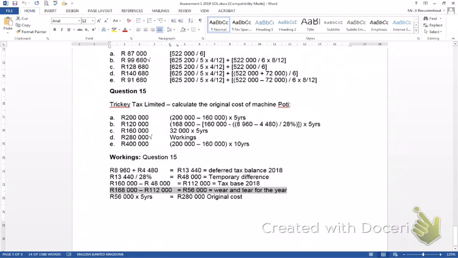So if that is the wear and tear for 1 year, what will be the total for 5 years? Therefore you calculate that the original cost of this asset was 280,000. So your answer is number D, 280,000. Thank you.